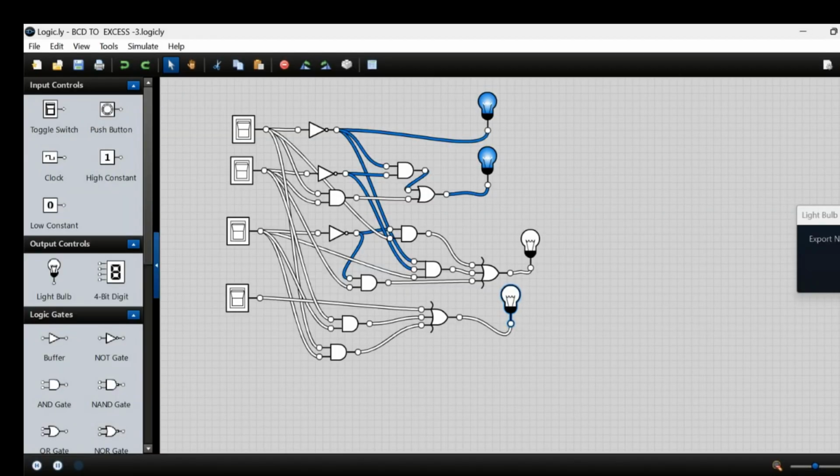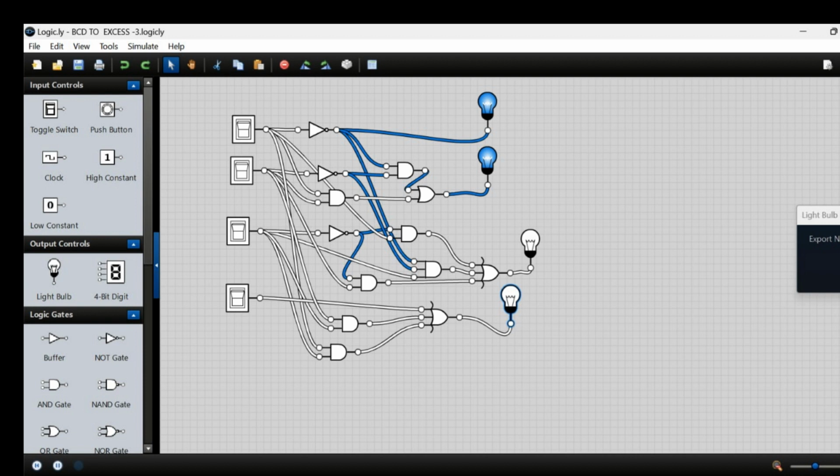Our fourth experiment is design and implementation of code converter 2. First, we have to perform BCD to XS 3 converter. There are 4 inputs and 4 outputs. There are 4 NOT gates, 3 3-input OR gates, and 7 AND gates.